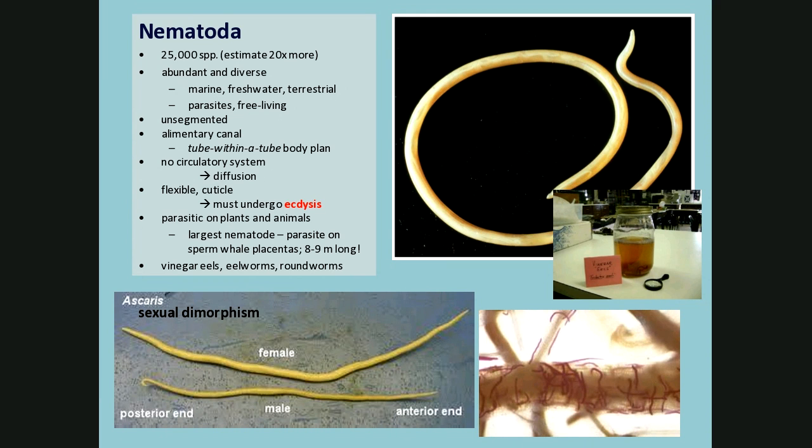Nematodes are known by this thing called a tube within a tube body plan. And basically, the alimentary canal is the digestive canal, folks. But basically, what we mean by a tube within a tube body plan is if we looked at a nematode in cross-section, there would be the outside and there would be the inside. That's about it. In other words, there's really nothing else. There really isn't too much else in the body cavity of a nematode.